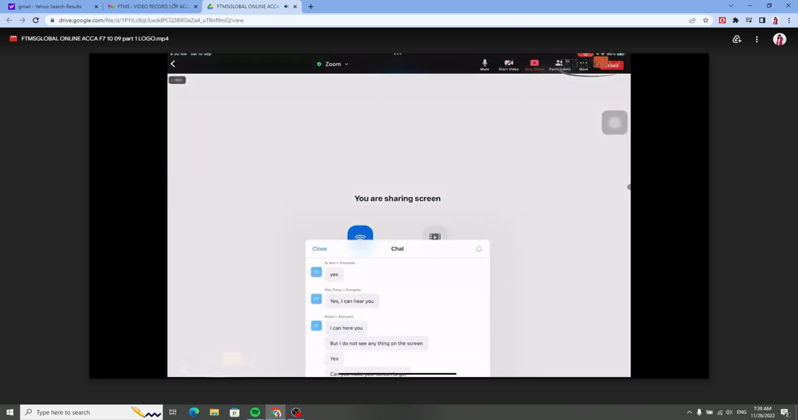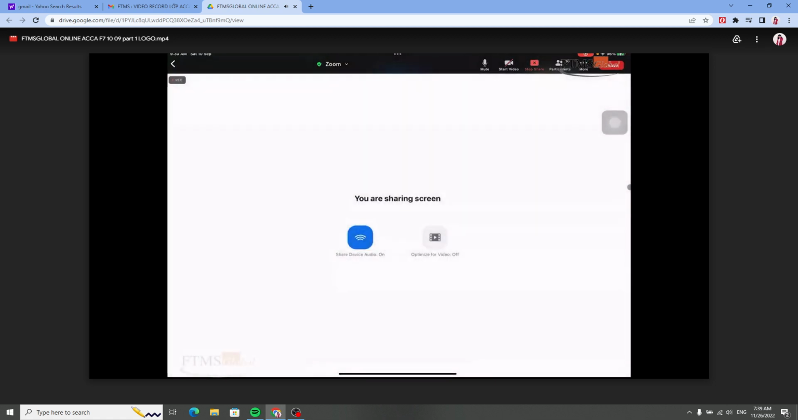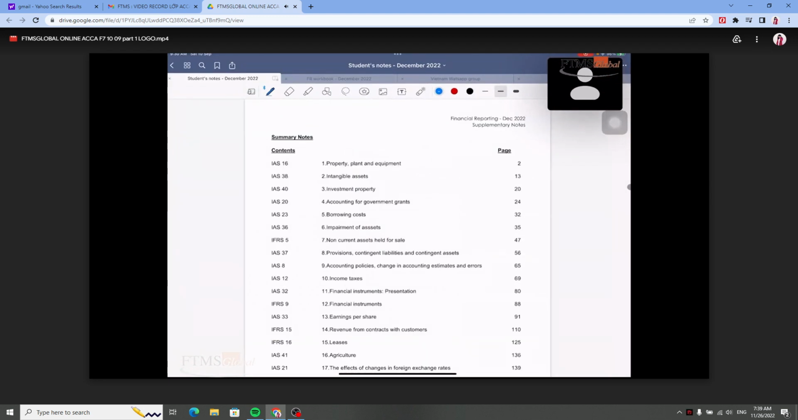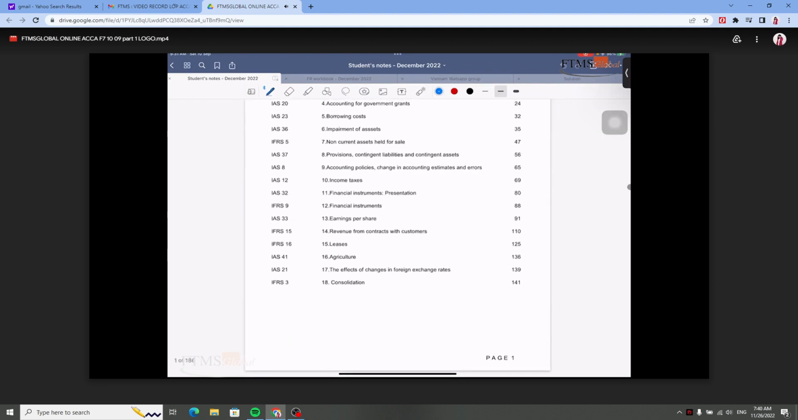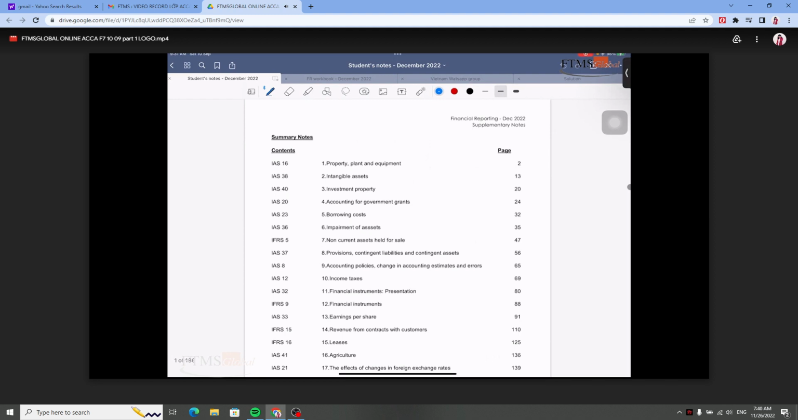Okay, right. So before we start, let me just do an orientation on the notes that you will have. Firstly you should have these notes. I call these supplementary notes. Make sure you have it. Summary notes, right? Supplementary notes, summary notes. So this attachment, I think there are about 186 pages. So you should have these summary notes.